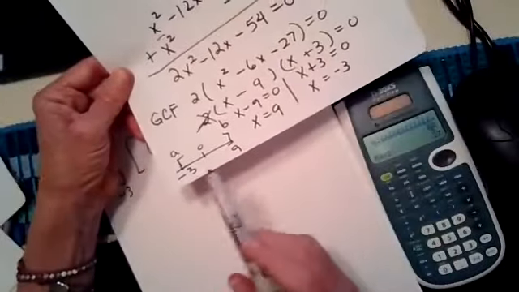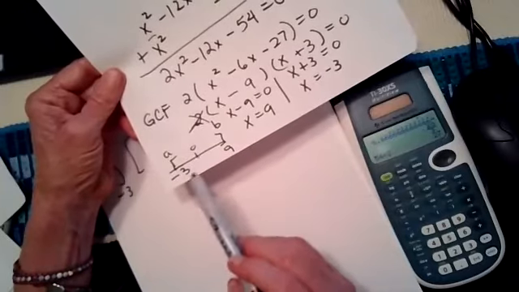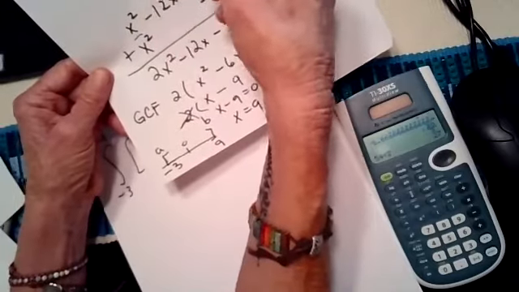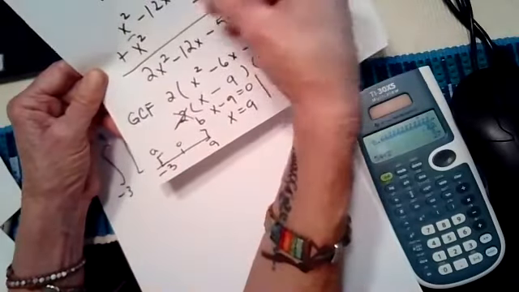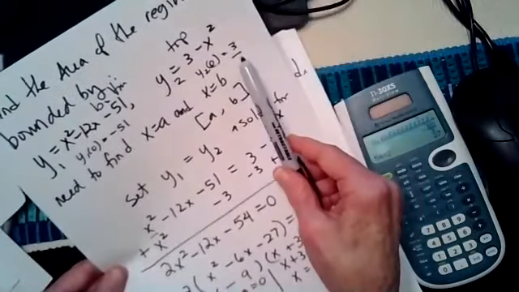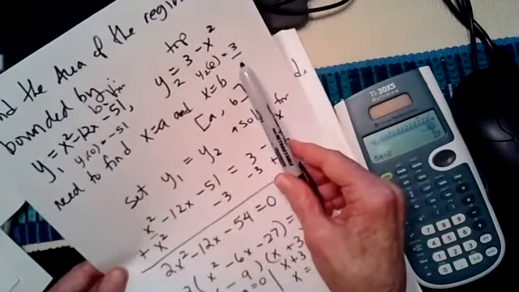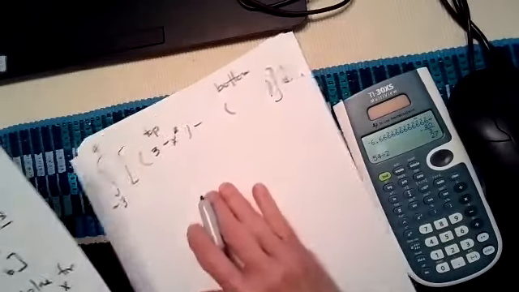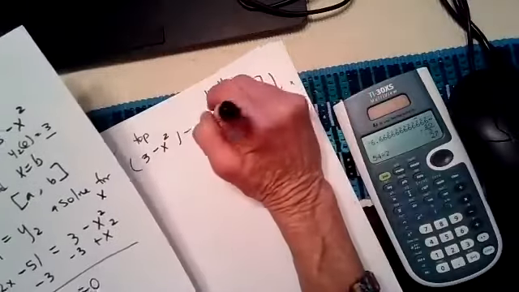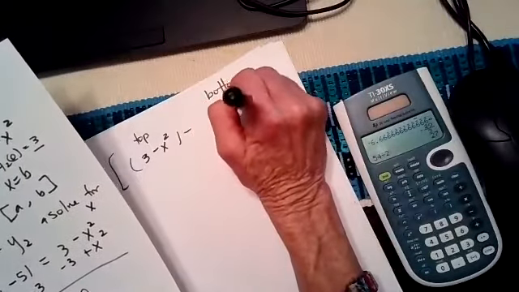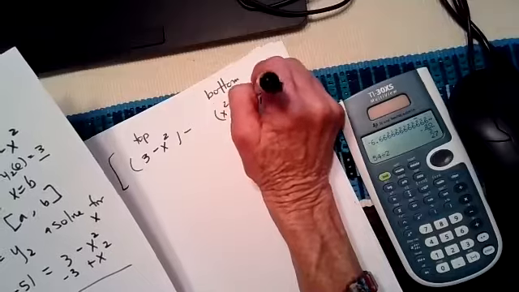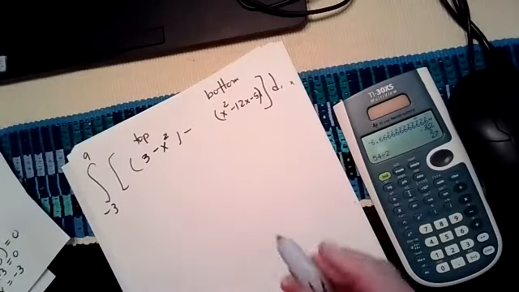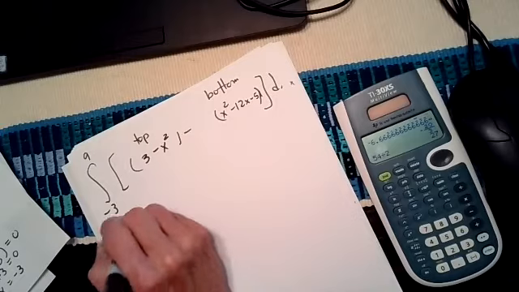I just plugged in a number in that interval, and 0 is always between a negative and a positive. Plugged into both, 0 minus 51 is negative, 3 minus 0 is positive. The larger outcome gives me the top function. So it's the top, 3 minus x squared, minus the bottom function, x squared minus 12x minus 51. So negative 3 to 9.